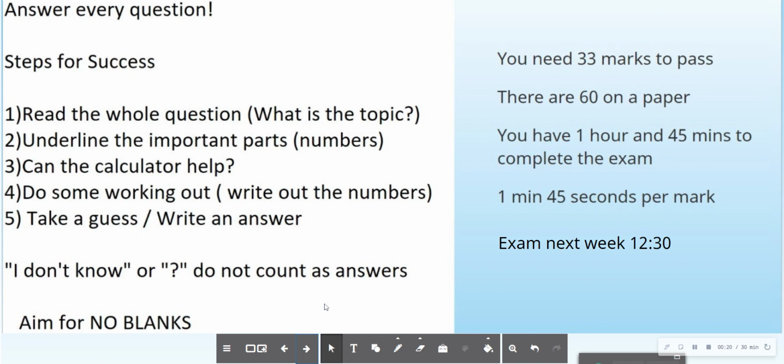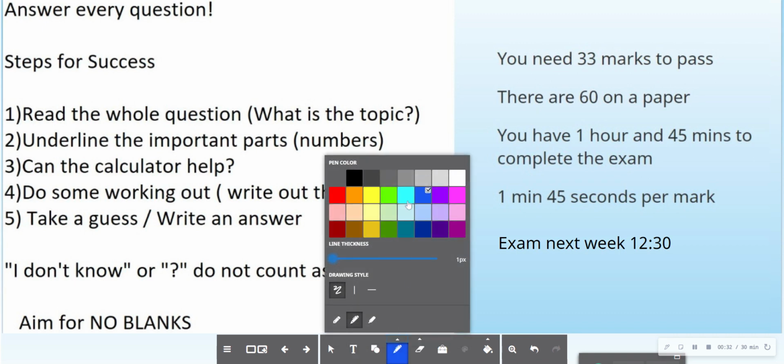So just quickly before we go through, if we're talking about the exam, obviously we need 33 marks to pass. There's 60 marks on a paper. You have an hour and 45 to complete the exam. That means that you've got about 1 minute 45, or about 2 minutes per question, per mark.